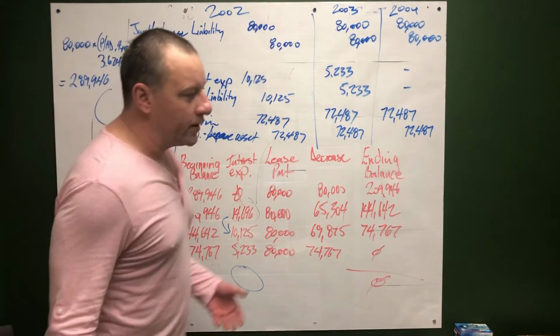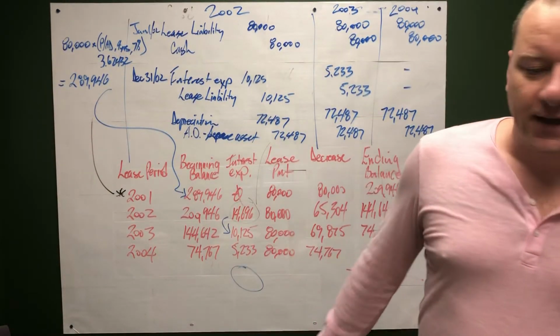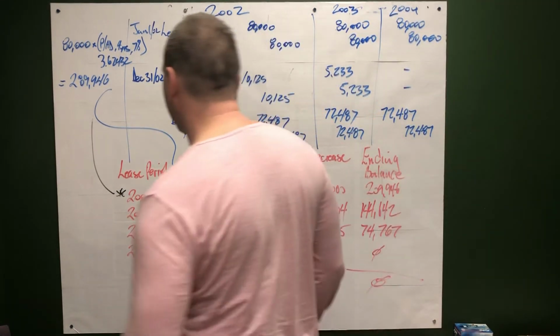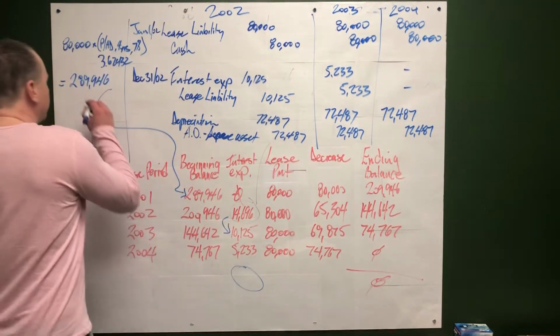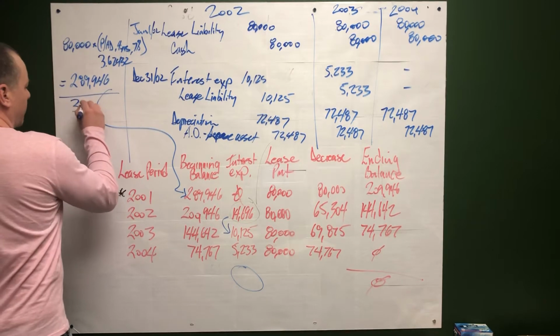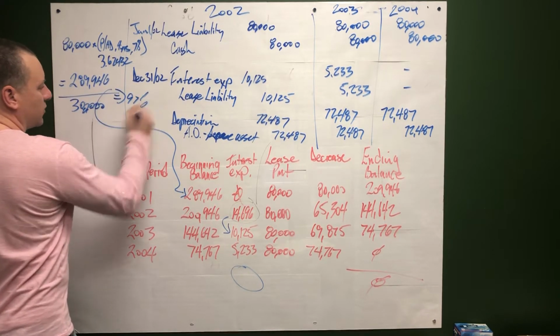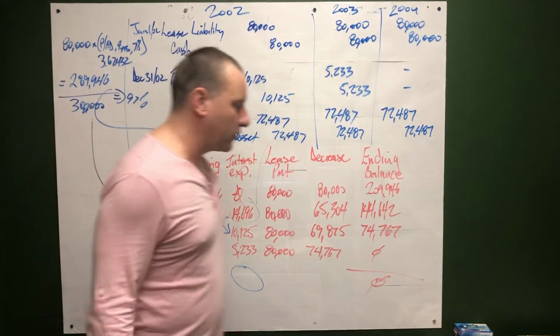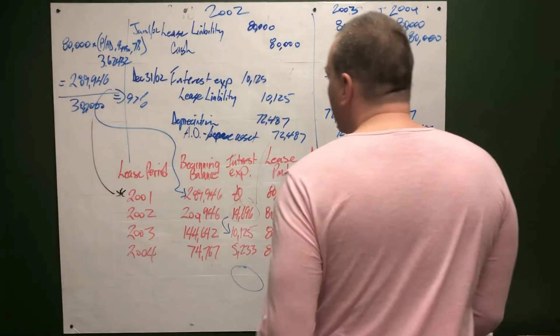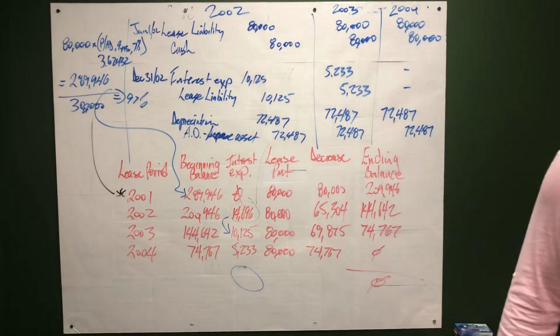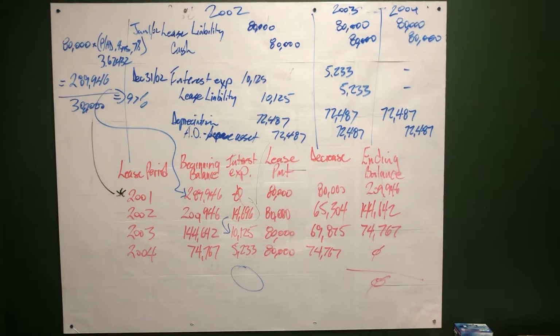But first, we've got to figure out, is it still a finance lease or an operating lease? Now it doesn't say what the fair market value at the inception of the lease is, so let's just assume it's $300,000. That way we know that equals 97%, so we can say, okay, it's a finance lease. Great. Now let's get into it. We know it's a finance lease, so now we've got to create our amortization table.